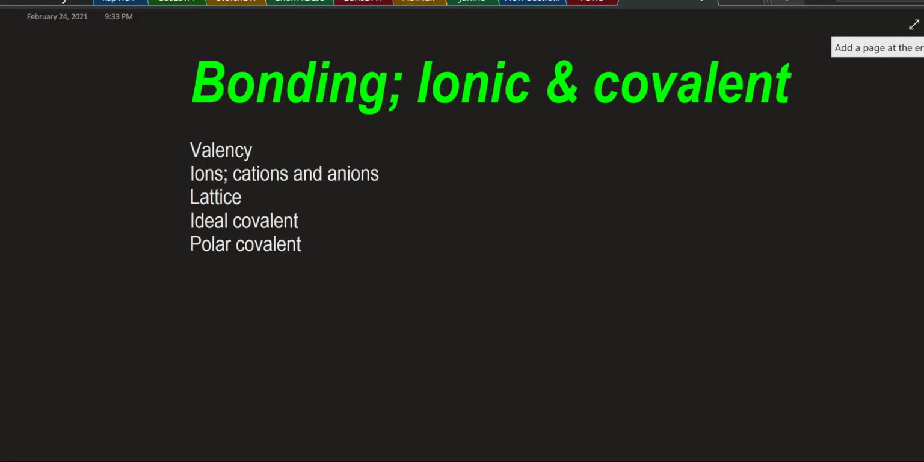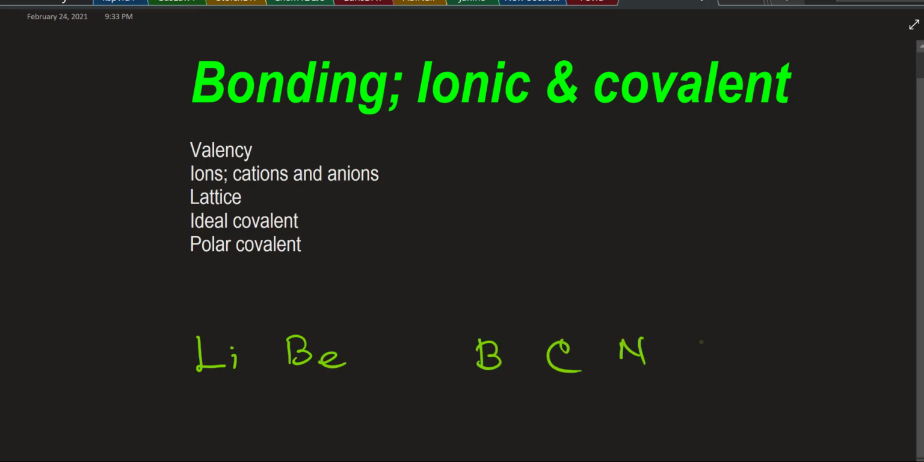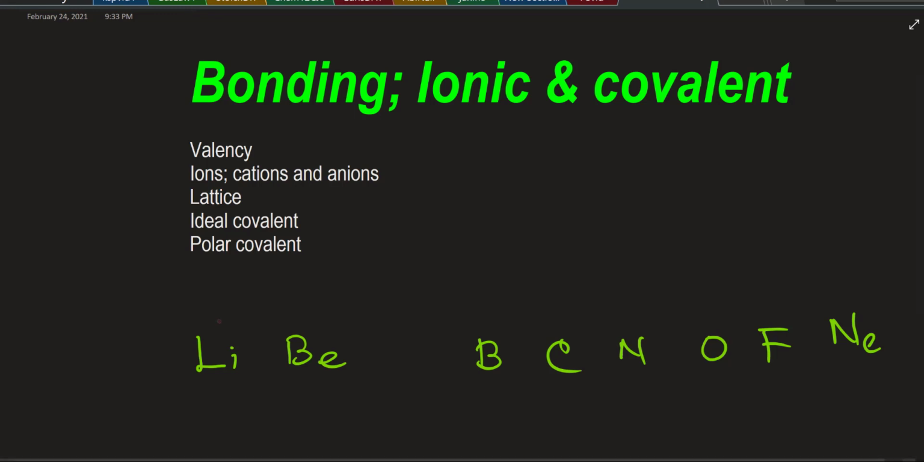Hi there. We are looking at bonding types, ionic and covalent bonding majorly. And we should be looking at what's valency, what are cations and anions, what's the lattice, what's the ideal and polar covalent, right? Let's look at this period, the second period, lithium, beryllium to neon.